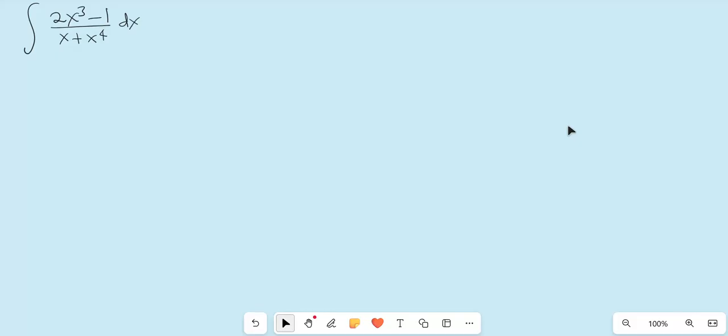In this tutorial, we're looking at the integral of this rational function, 2x to the third power minus 1 divided by x plus x to the fourth power. So how do you do this? This one we can use u sub, but we have to divide the numerator and the denominator by some factor. So let's do that and see.